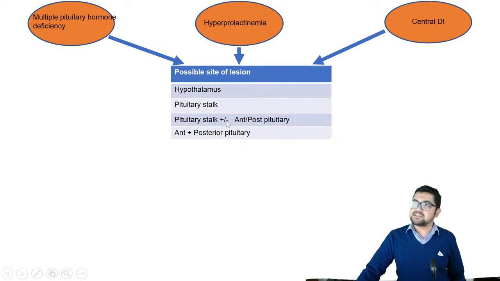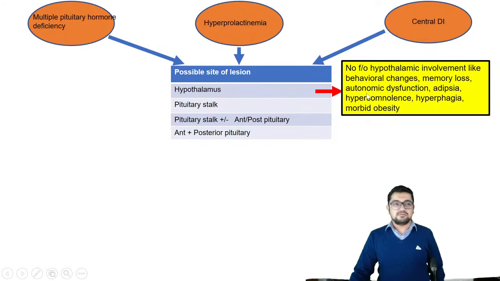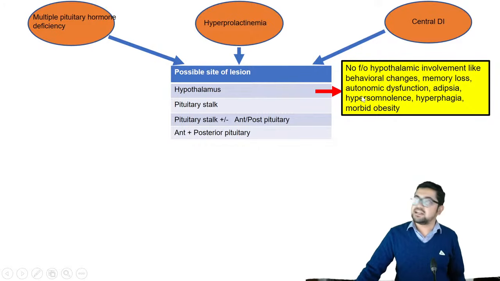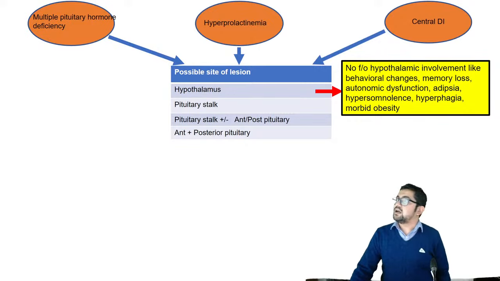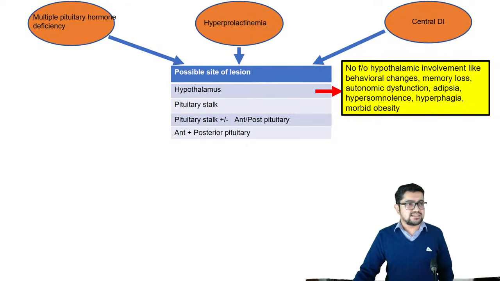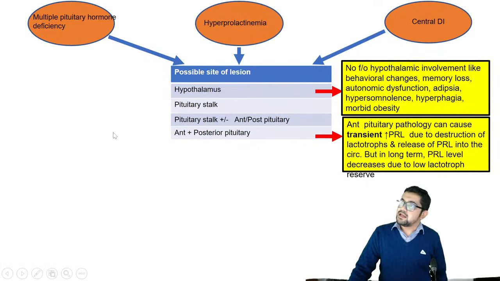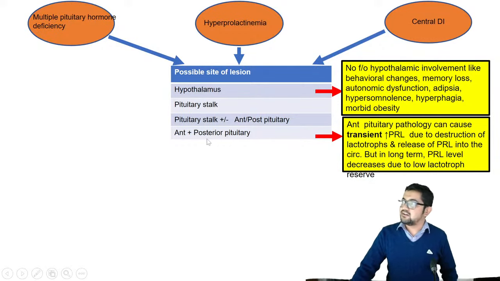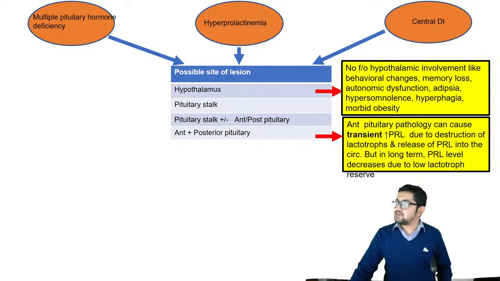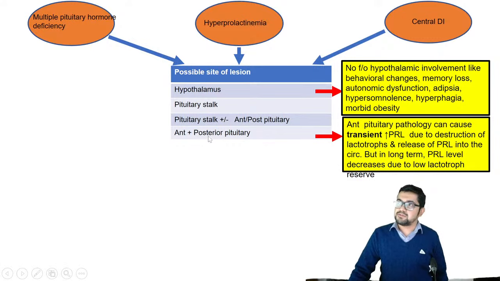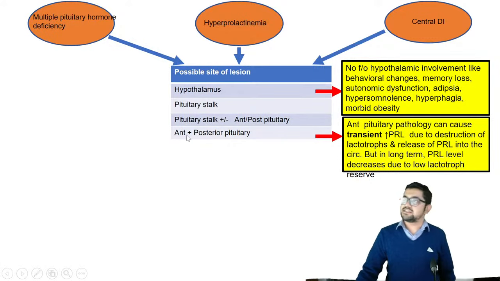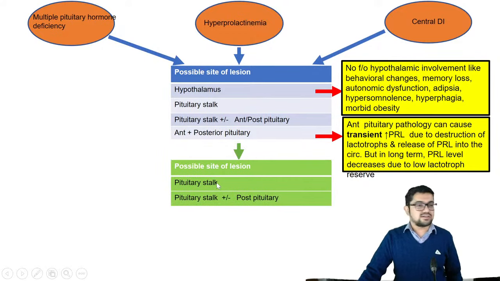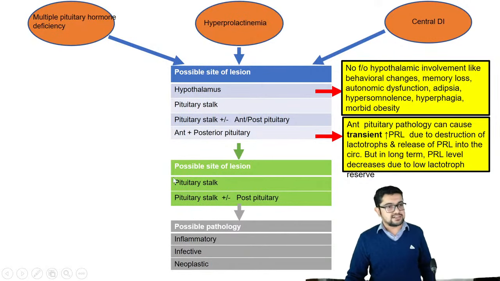However, there were a few points against these possibilities also. Any hypothalamic involvement leads to other features of hypothalamic dysfunction like behavioral changes, memory loss, autonomic dysfunction, adipsia, hypersomnolence, hyperphagia, morbid obesity. These features were not present in our patient. Also, the anterior pituitary pathology can cause transient increase in prolactin due to the destruction of the lactotrophs and release of the prolactin into the circulation. But in the long term, the high prolactin level is not sustained. So again, our patient had a sustained increase in prolactin. So we thought that maybe hypothalamus and the combined involvement of pituitary is not the site of lesion in our case. So what remained was either a stalk lesion or a stalk with posterior pituitary involvement. And the possible pathologies here could be inflammatory, infective, or neoplastic.